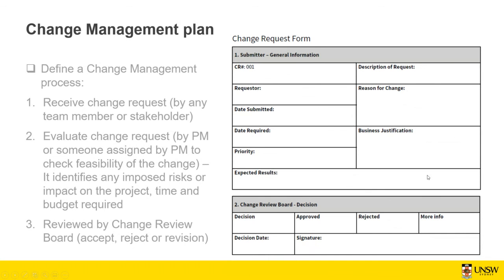So this is an example of a form that can be used. For example, the requester, the date submitted, the date by when the change needs to be implemented. Priority: is it important? Is it an emergency or is it just low importance? Some description, a reason for change, a business justification, for example. If you do that, it's going to be much more beneficial at the end of the project and those kinds of things. And then the change review board's decision: approved or rejected, decision date and signature.